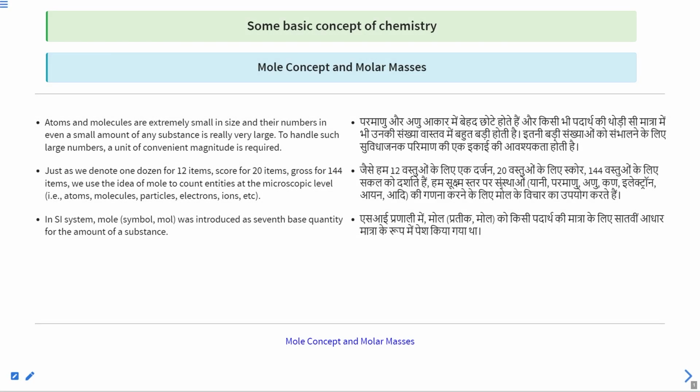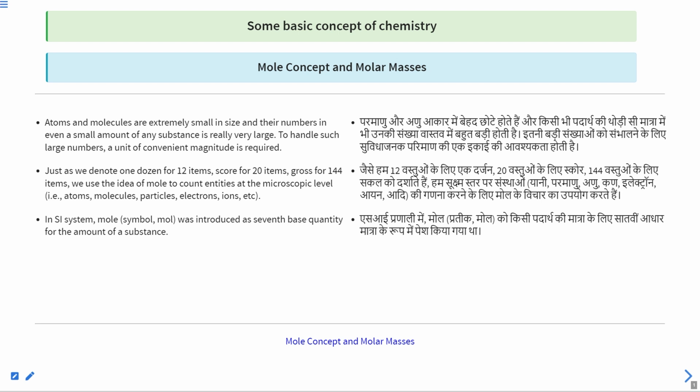And you know very well, in this class, we are going to discuss some important questions based on mole concept. Okay, and we will define this term, that is molar mass. In the previous class, we had discussed the mole concept. So, first of all, I want to recall the concept of the previous class, which is the mole concept.